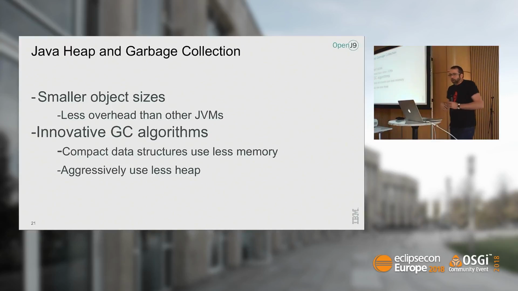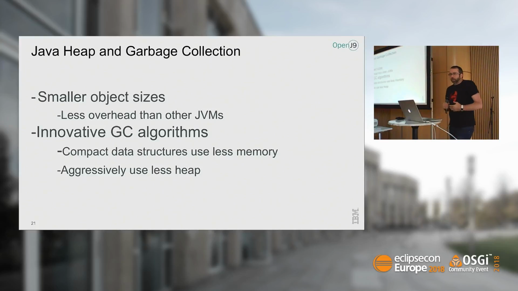So why is OpenJ9 better? In terms of Java heap and garbage collection, out of all the JVMs out there, OpenJ9 has the smallest objects themselves. There's lots of metadata associated with Java objects that the garbage collector imposes on your objects in your runtime, and we have the smallest extra footprint on those objects, which is one of the reasons we can keep smaller heaps and provide similar performance.